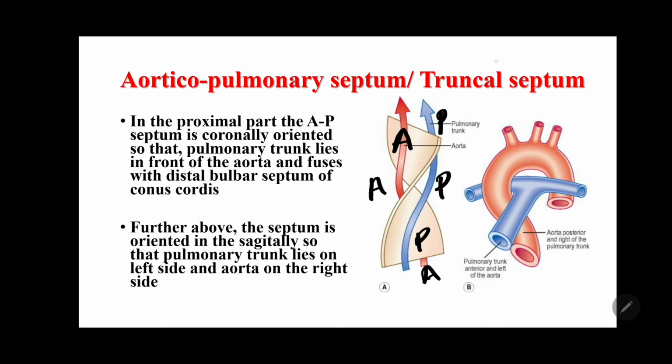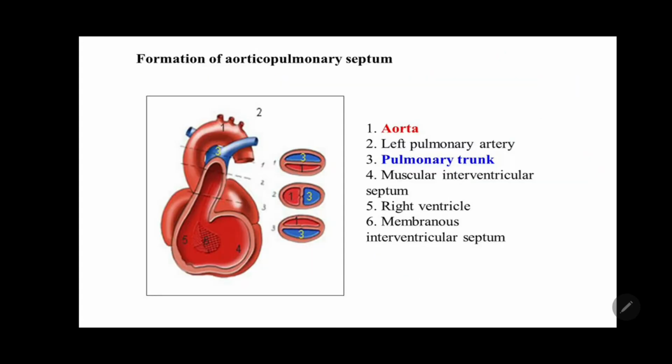Further above, you can see in these diagrams, in the distal portion, in the middle portion, and in the proximal portion, how the truncus arteriosus is divided. And you can see in the distal part again it is coronally oriented, dividing into aorta anteriorly, pulmonary trunk posteriorly. So in the proximal it is oriented coronally, in the middle it is oriented sagittally, and again in the distal part coronally oriented.